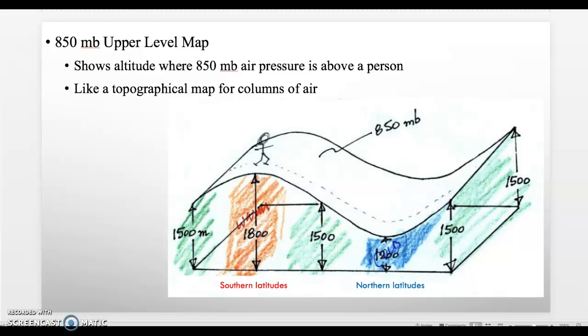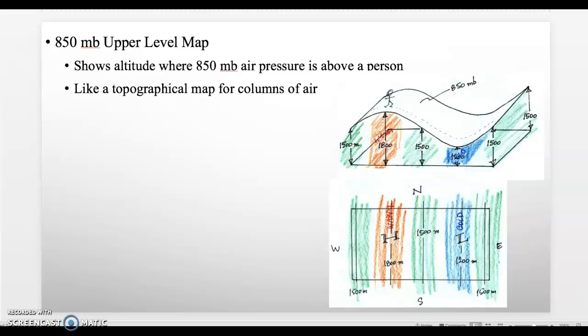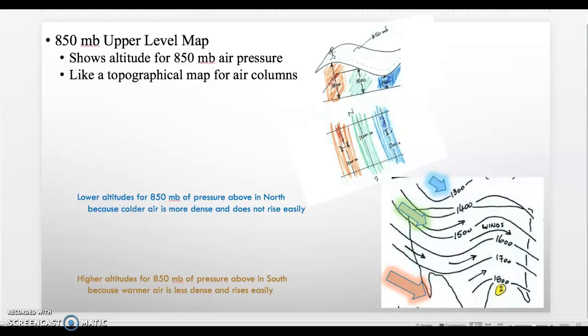When we talk about this, we talk about a topographical map for columns of air. And when we refer to it on paper, we look at paper with topographical or contour lines on it. This is for the warm column of air at 1,800 meters. It has its own contour line. Refer to it another way.